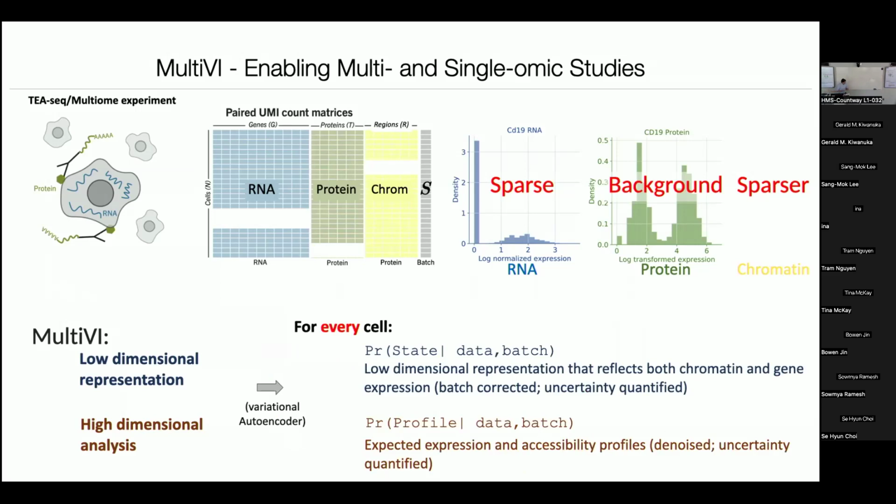In statistical terms, now that we know more and more, for the low dimensional representations, let's compute the posterior probability of the cell, given the data and maybe batch or covariates. The high dimensional representation that we compute with the variational autoencoder is, let's compute the probability of the data, the profile of the gene expression, given the data and the batches, the covariates. So let's compute the posterior, or in this case, the predictive distribution.